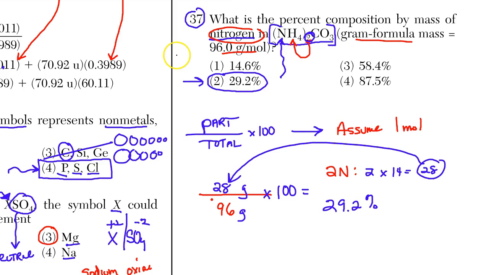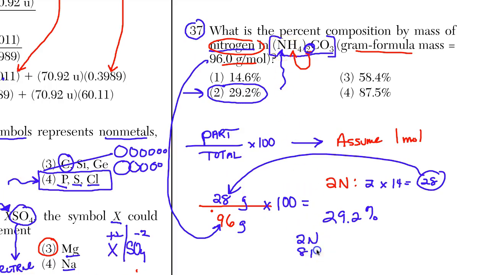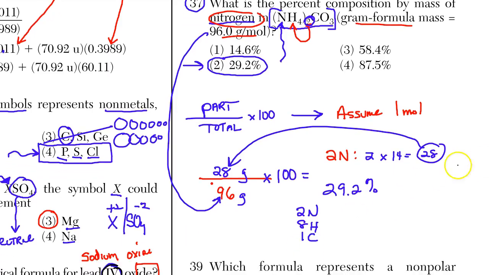This clearly could be a math question in part 2, seen it many times. And sometimes they give you the gram formula mass, which is the mass per 1 mole. That is the total. Sometimes they don't. And sometimes just asking and coming up with the gram formula mass is a problem by itself. And again, although that wasn't the problem here, you would have 2 N's, you'd have 8 hydrogens, and you'd have 1 carbon, and if I keep going, you would have 3 oxygens.